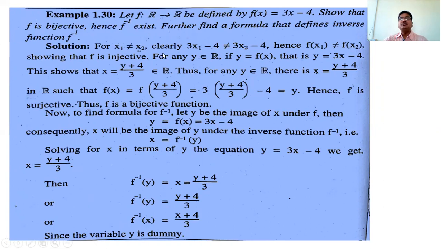First we have to show the function is injective. Take two elements x1 and x2 of this domain such that x1 is not equal to x2. Then multiply both sides by 3. Then 3x1 is not equal to 3x2, and then 3x1 - 4 is not equal to 3x2 - 4. And therefore f(x1), this is 3x1 - 4, and this is f(x2). f(x1) is not equal to f(x2), and this shows that f is injective.